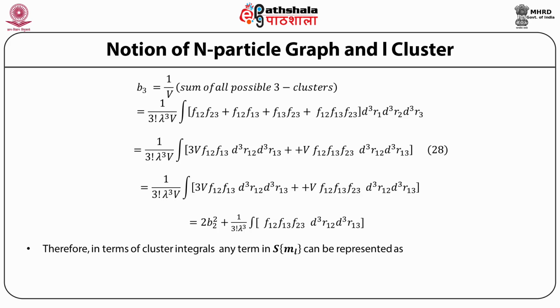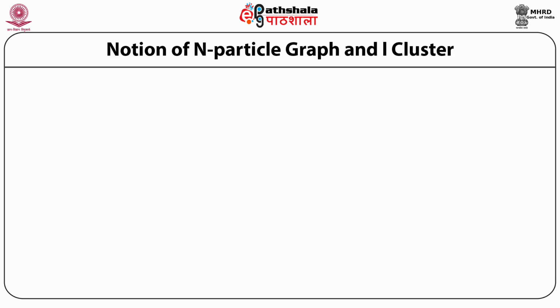Therefore, in terms of cluster integrals, any term in S over a set ml can be represented as equal to 1 factorial times V b1 raised to power m1, 2 factorial times V b2 raised to power m2, 3 factorial times V b3 raised to power m3, and so on. Let us now see how to count the terms.